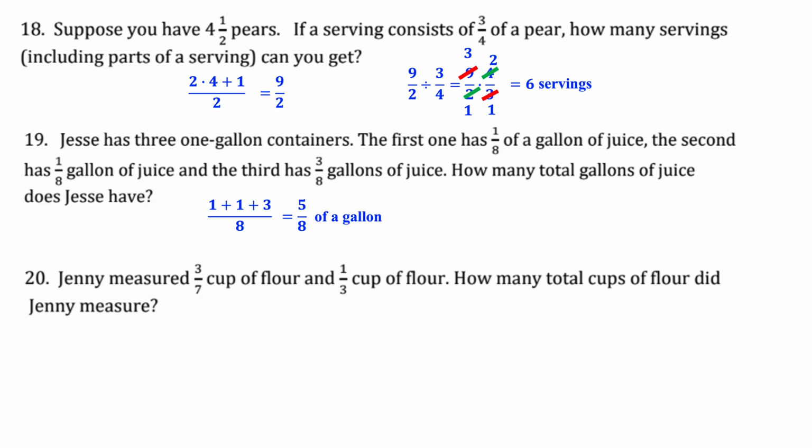Okay, 20. Jenny measured 3/7 cup of flour and 1/3 cup of flour. How many total cups of flour does she have? Add the two together. Okay, crisscross. Take the second denominator, multiply it to the top and the bottom. 7 multiplied top and bottom. 7 times 3 is 21. There's my denominator. 9 plus 7. 16 over 21 cups of flour.